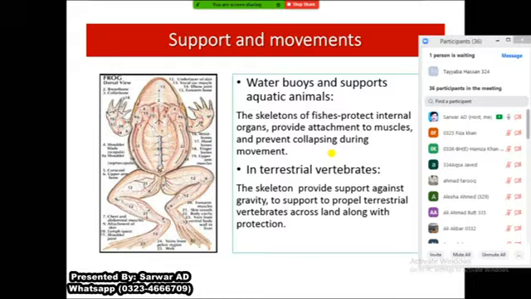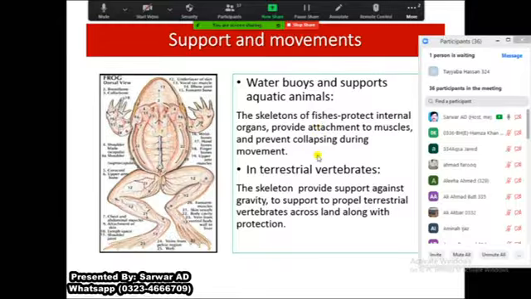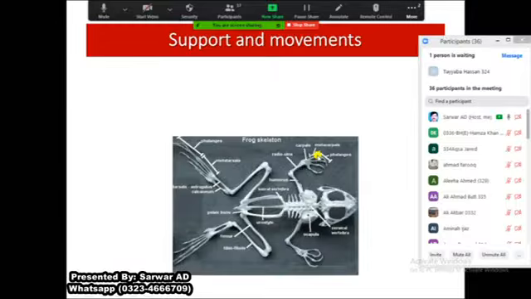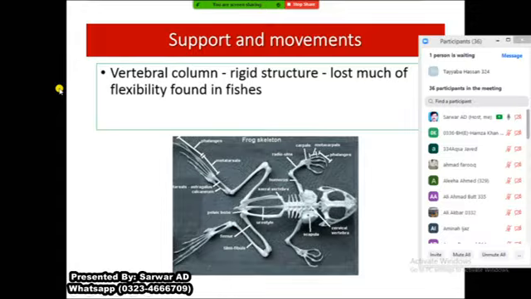The skeleton provides support against gravity to propel terrestrial vertebrates across land, along with protection. While they are on land, they need the skeleton for support and for propulsion during movement or locomotion, and along with protection, these are the additional characteristics or functions of the skeletal system or skeleton in amphibians or in any terrestrial organism.